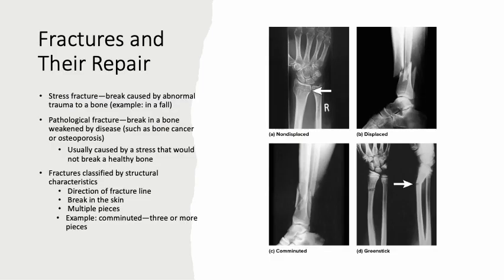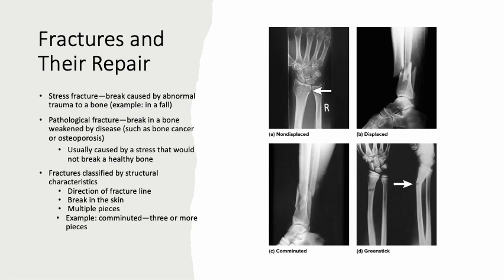So first, let's talk about fractures, because this is probably the most common thing that can happen to bones, right? So you can break a bone. There's different types of fractures. A stress fracture is a break caused by abnormal trauma to a bone. So you fell, you put stress on the bone, it snapped. You got hit by a car, you put stress on the bone and it broke, right? That's a stress fracture.